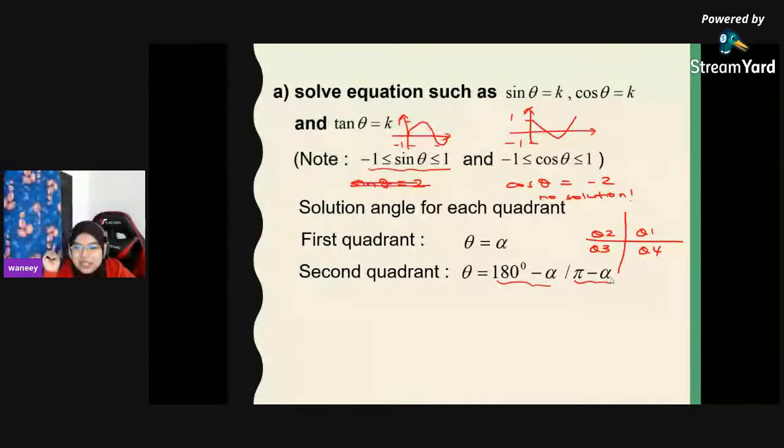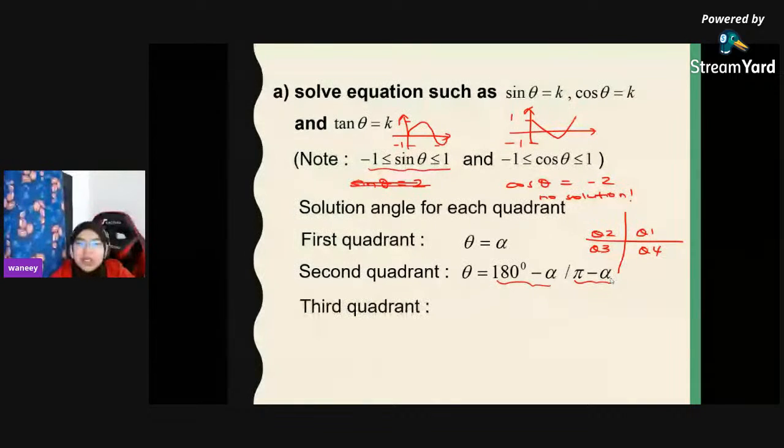Read the question first and check whether the question asks for something in degrees or in radians. If in degrees, change the mode to degree. If they ask for something in radians, make sure to change the mode to radian. Okay, so that is for the second quadrant: 180 minus the basic angle or pi minus the basic angle.